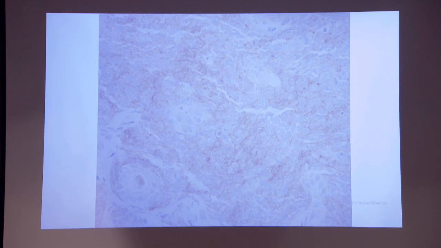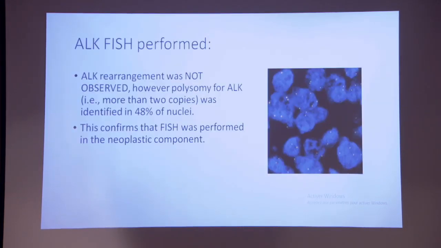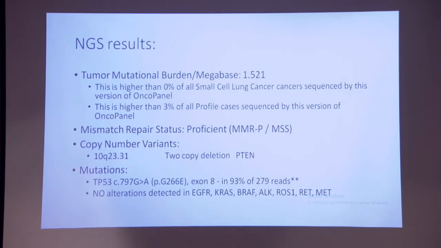There's probably some degree of biologic variation in terms of the amount of ALK you see in a tumor as well. So based on this, we thought we better get ALK FISH testing to confirm, and it was negative. So no evidence of a rearrangement. Polysomy was identified, i.e. more than 2 copies in close to half of the nuclei that were counted, at least confirming that we tested the neoplastic component.